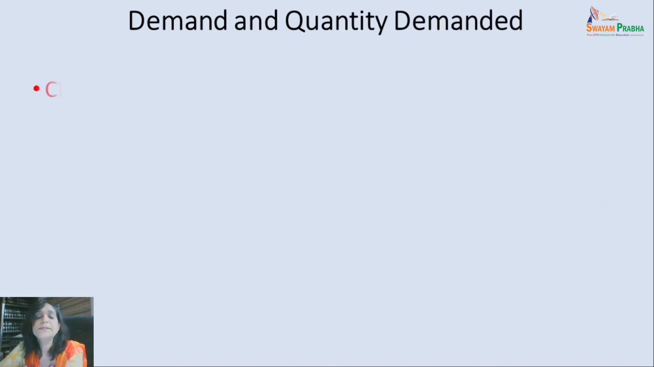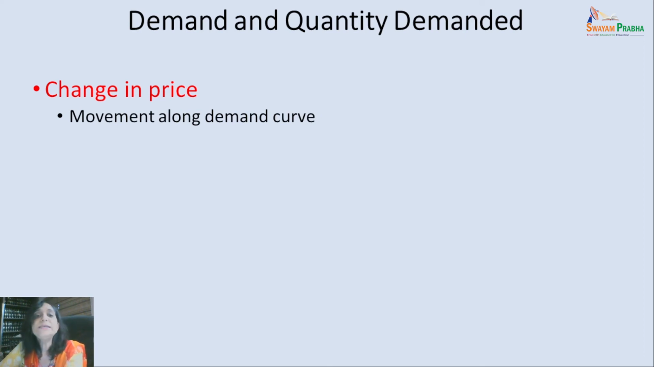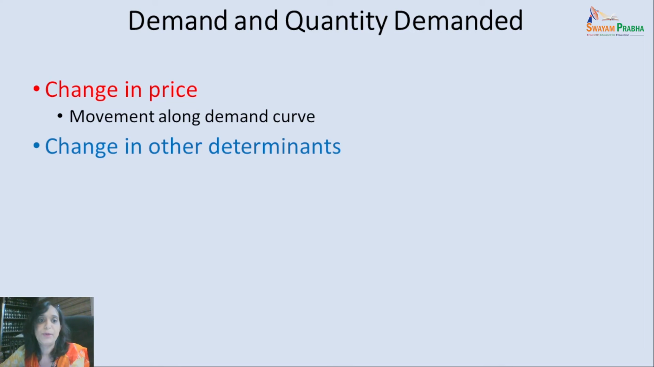Now another important thing we should know is how a change in price brings a change in your demand curve. We have just seen that there are 5-6 determinants of demand, and the demand curve gives the relationship between price and quantity demanded. So whenever there is a change in price, we will see you are moving from one point to another point. So a change in price will bring a movement on the demand curve, that is from one point to another point.